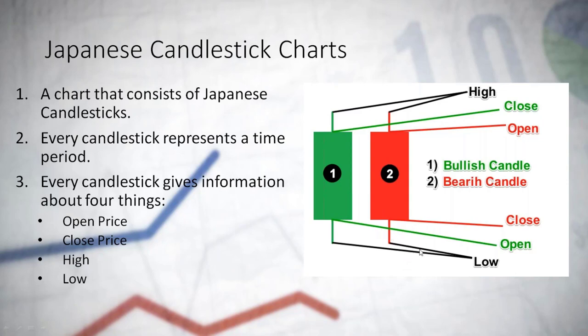But the lowest point of this period is also located at the lower part of the candle body, expressed by the tip of the lower candle wick, and the high of the period is expressed with the upper candle wick and its tip, which is located above the candle body. So now I will switch to the next image, which will give you an example of how a Japanese candlestick chart looks like.